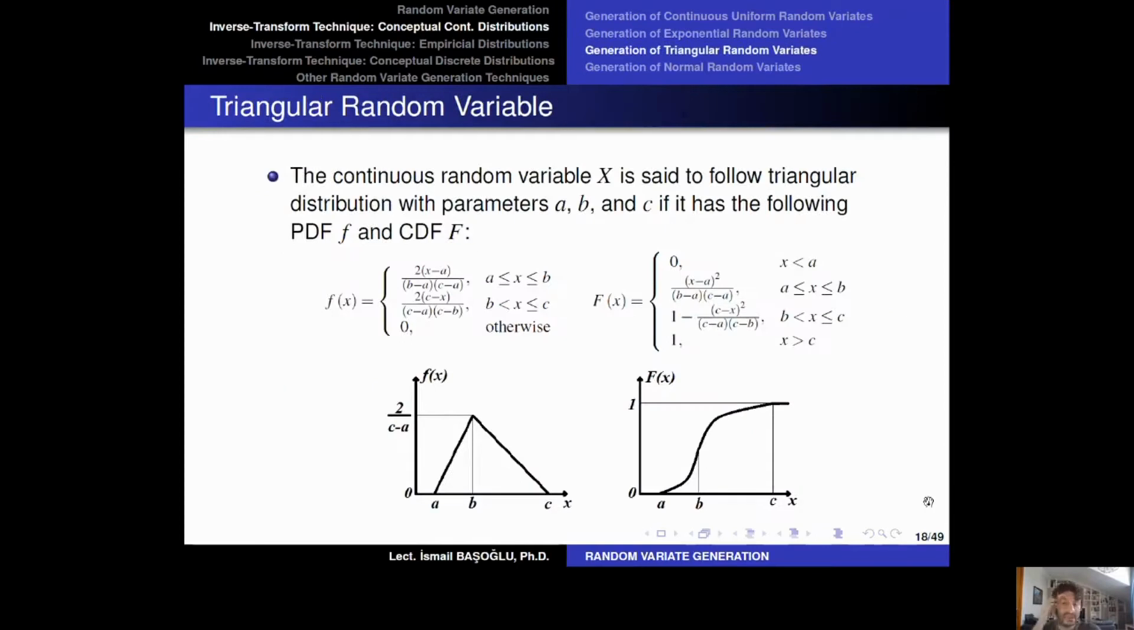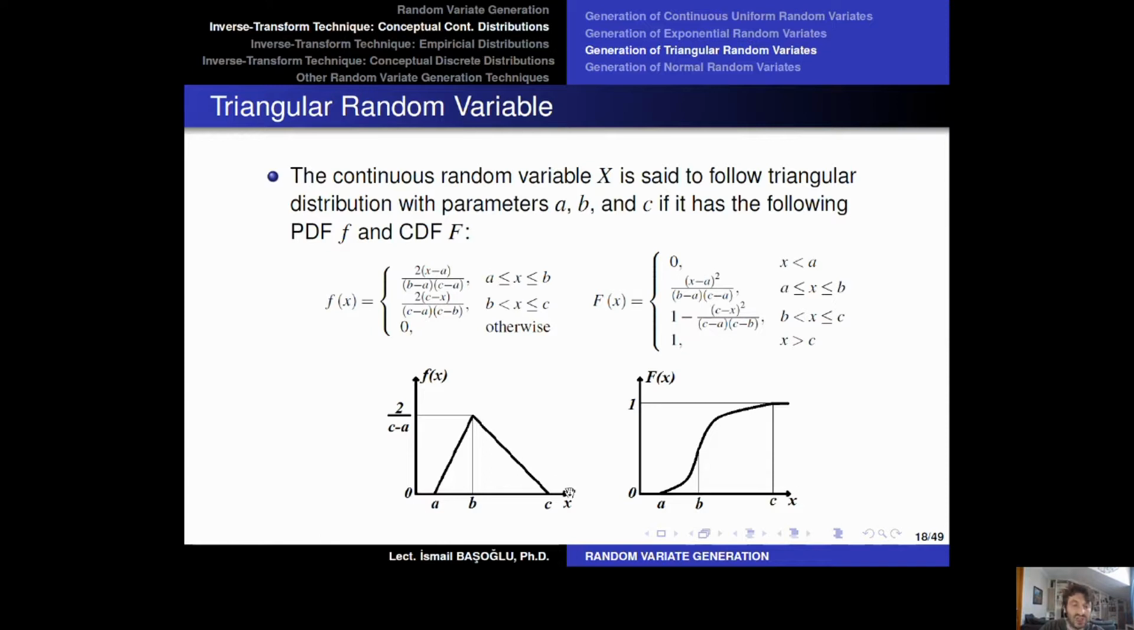So the next random variable that we are going to study is the triangular random variable. Now, triangular distribution actually has a typical use in simulation models. A continuous random variable x is said to follow a triangular distribution with parameters a, b, and c. So a is the lower bound parameter, c is the upper bound parameter, and b is the mode of that distribution where the probability density function is maximized.